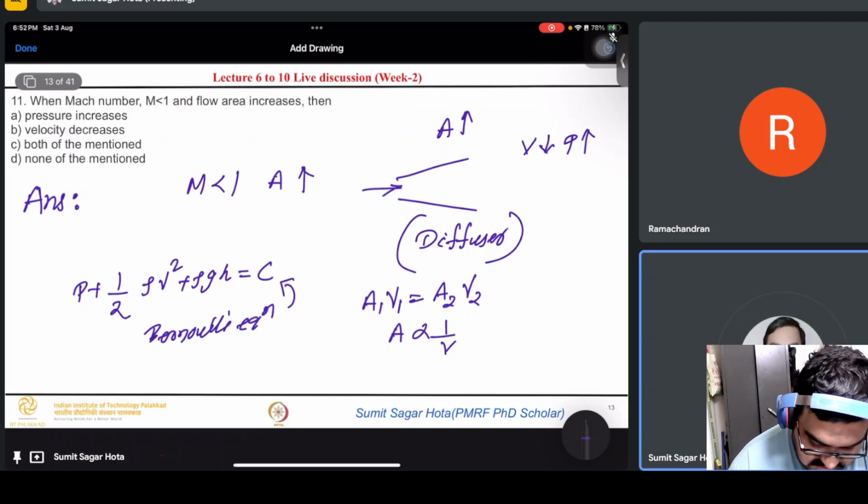Okay, so that's the whole idea. So obviously, velocity is decreasing and pressure is increasing, that means it's option C.